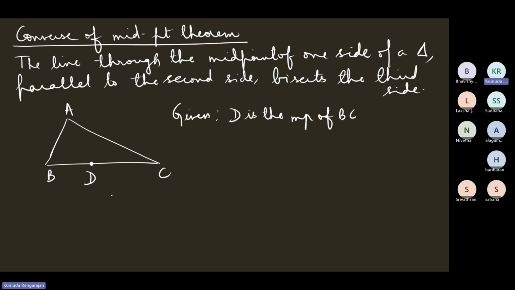So supposing we are given that D is the midpoint of BC. Now we draw a line through D parallel to the second side AB. We draw a line through this midpoint D, which is parallel to the second side AB.